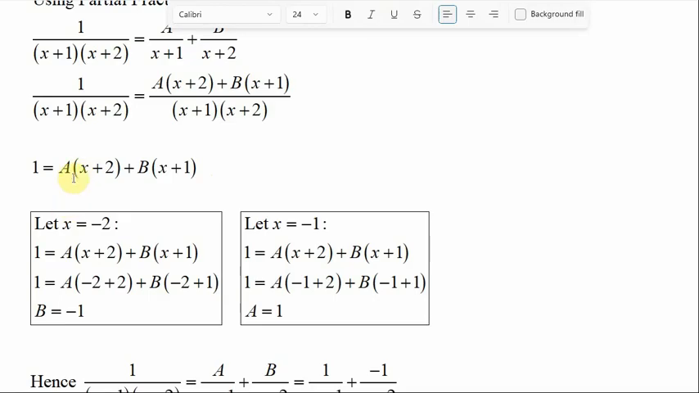And so first, to find b, we can let x be negative 2. So when x is negative 2, then we have negative 2 here. This part will be 0, and then negative 2 plus 1 is negative 1. So we end up with b is equal to negative 1. And then to find a, we can let x be negative 1. The reason we want x to be negative 1 is so that this part is 0. So in the place of x, we have negative 1, so this part would be 0. And then here we just get 1a, so a is 1. So a is 1, b is negative 1.